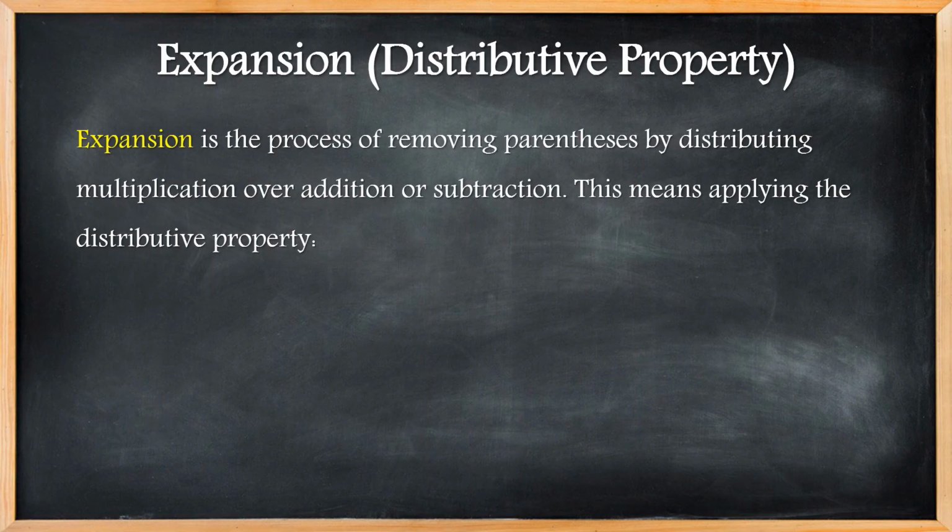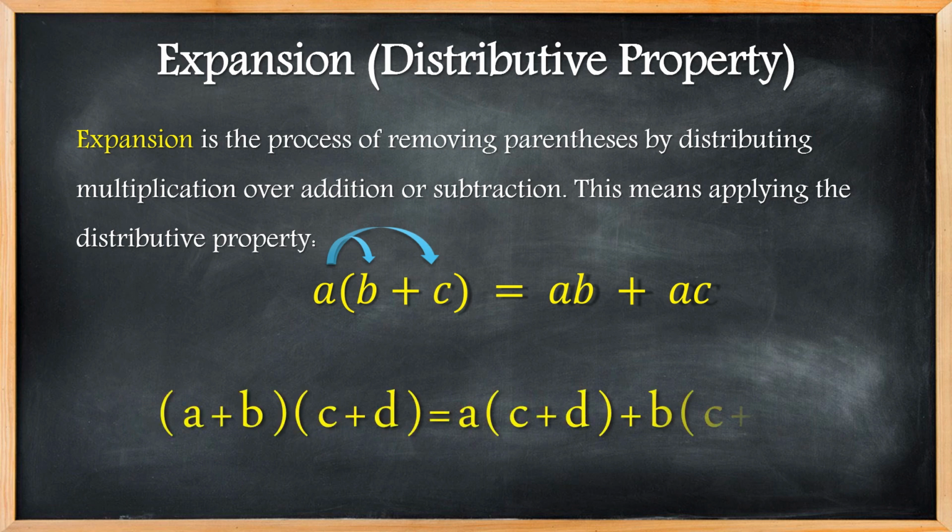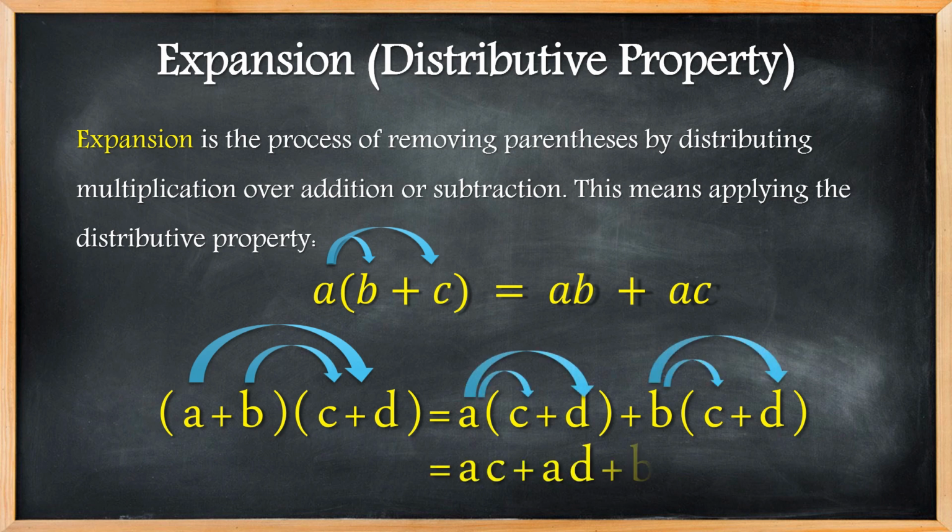Expansion is the process of removing parentheses by distributing multiplication over addition or subtraction. This follows the distributive property: a times the sum of b and c equals a times b plus a times c. For example, expanding a plus b times c plus d gives a times c plus a times d plus b times c plus b times d.